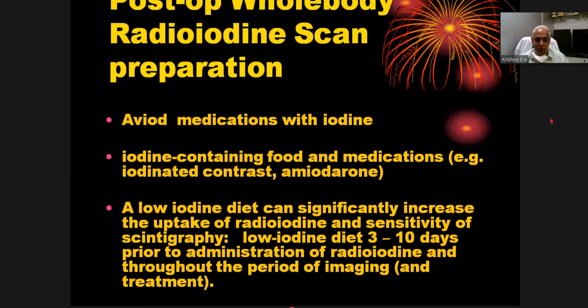Iodine containing food and medication like fish, iodinated contrast, amiodarone, all these affect the radioiodine scan. A low iodine diet can significantly increase the uptake of radioiodine and sensitivity of scintigraphy. So low iodine diet for 3 to 10 days prior to radioiodine scan is mandatory. In fact, one other thing which I would like to tell you is fish is the one which gives a major problem to us in our whole body iodine scan scenario.